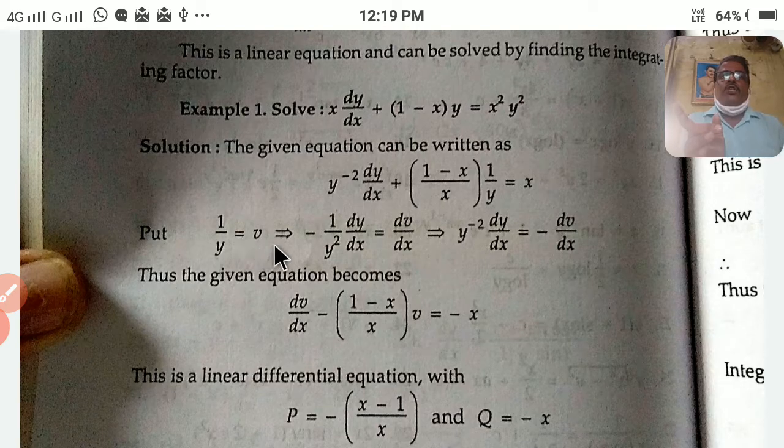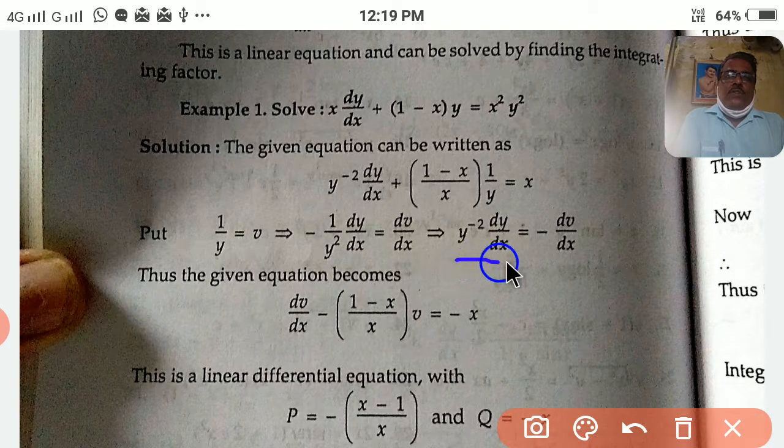Put 1 by y is equal to v, then differentiating, which gives minus 1 by y square dy by dx equal to dv by dx, which implies, take this in the numerator, y raised to minus 2 dy by dx is equal to, this minus is multiplied here, minus dv by dx. Now thus the given equation becomes, substituting this value, y raised to minus 2 dy by dx is equal to minus dv by dx.